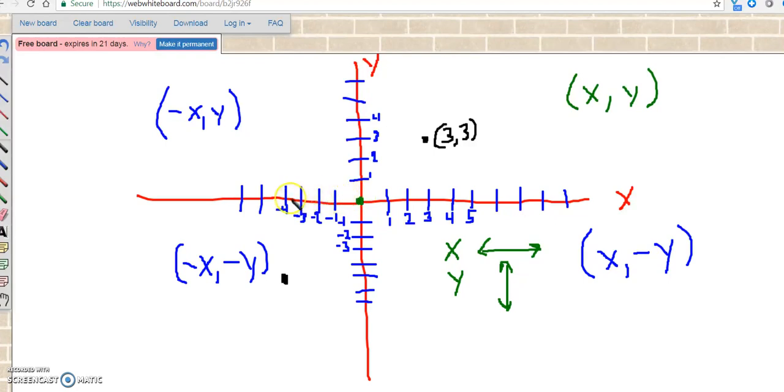I went over -4 and I went down 3, 4, looks like I'm in about a 5 there. So my answer here would be -4 and -5. Those would be my coordinates.